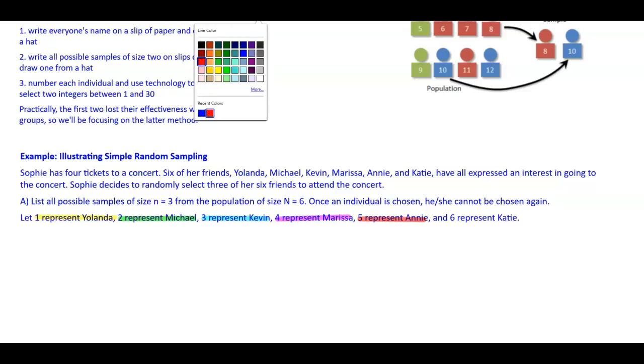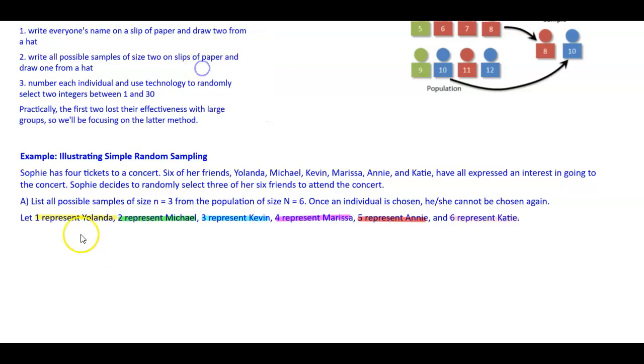And then we're going to let 6 represent Katie. So now we're going to list all the possible sample sizes of n is equal to 3. So we have 1, and then we're going to start with 2 and then 3. Okay, and then again we're going to go 1, 2, 4. And then we have 1, 2, 5. And we have 1, 2, and then we have 6.